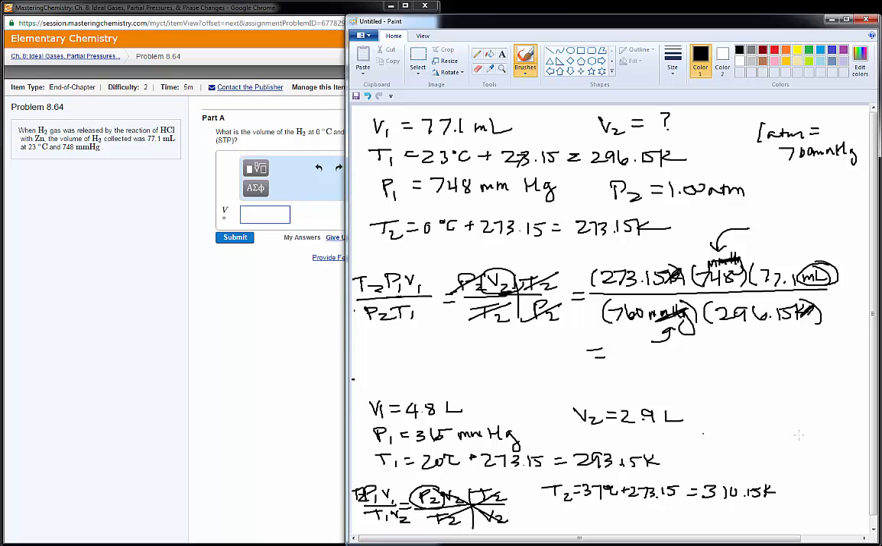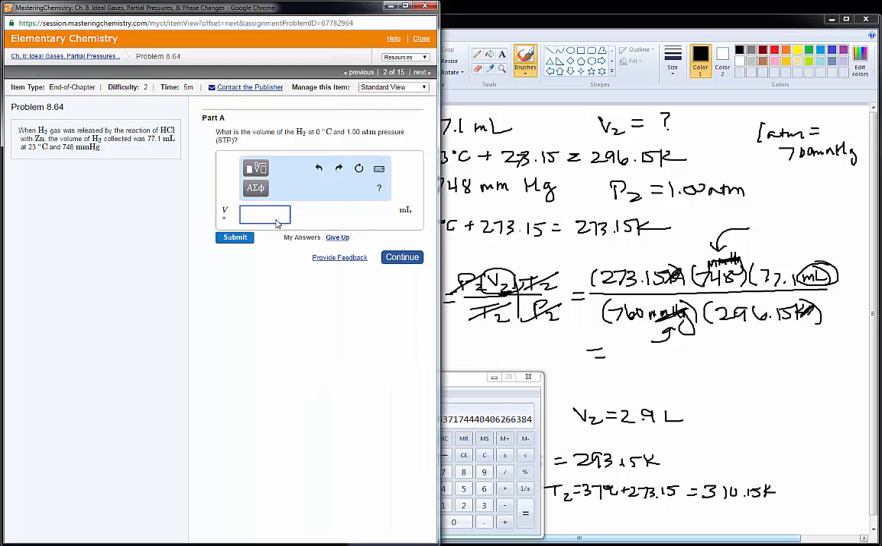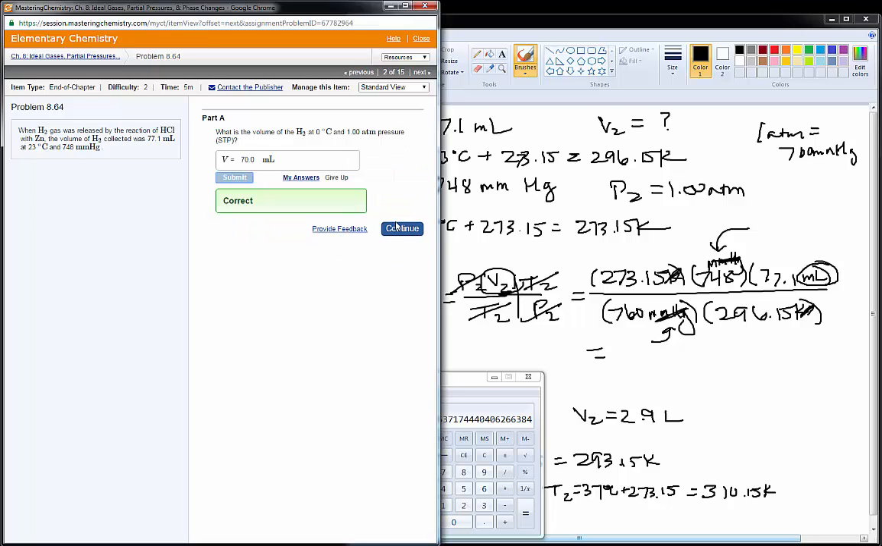So if I plug this in, 273.15 Kelvin multiplied by 748 millimeters of mercury multiplied by 77.1 milliliters divided by 760 millimeters of mercury divided by 296.15 Kelvin, and I get 69.98 or 70.0 milliliters of gas. Perfect.